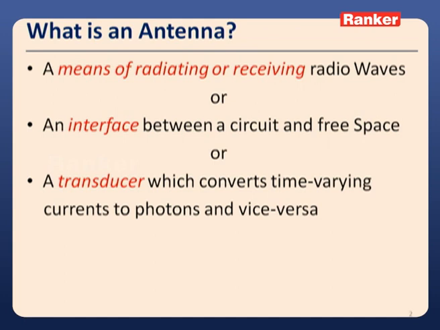or a transducer which converts time varying currents to photons. How will the electromagnetic wave be transmitted? It is in the form of photons, that is, energy packets will be transmitted. How will the energy packets be obtained? That is using our antenna. So this is a simple definition of an antenna. Now with this we will start with different categories of antennas. What are different types of antennas, and what are different parameters of antennas?